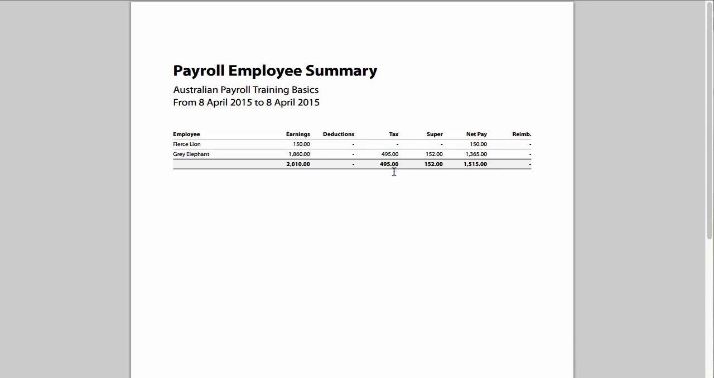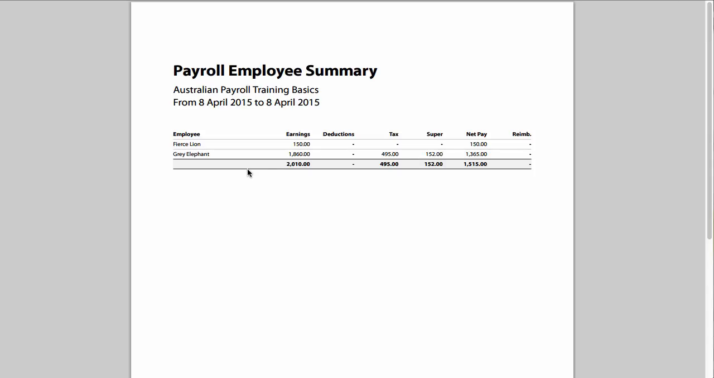So the PAYG tax amount you should see in the balance sheet for April should be $495. The superannuation liability we should see in the balance sheet as at this date should be $152 liability and $152 expense. And the net pay, the wages expense that you should see in the profit and loss statement should be $1,515. Okay, so we will go and look at that, make sure that you're happy with all of that.